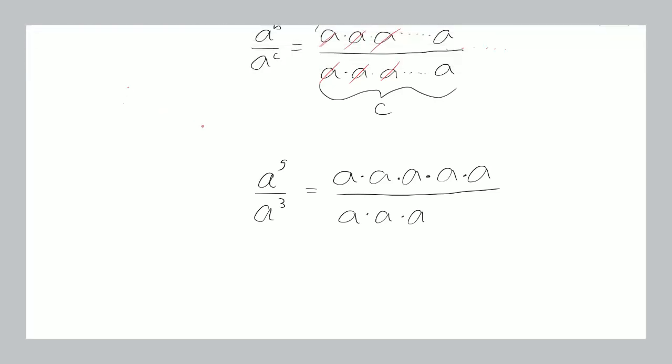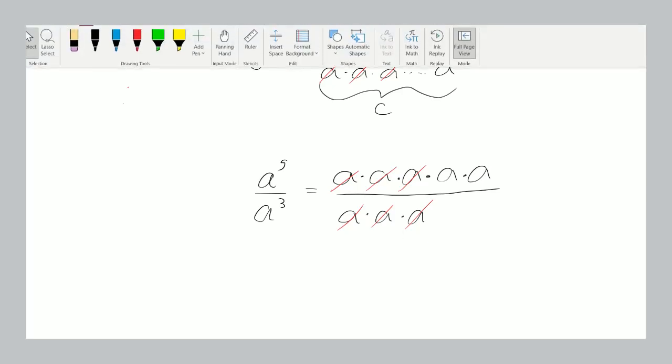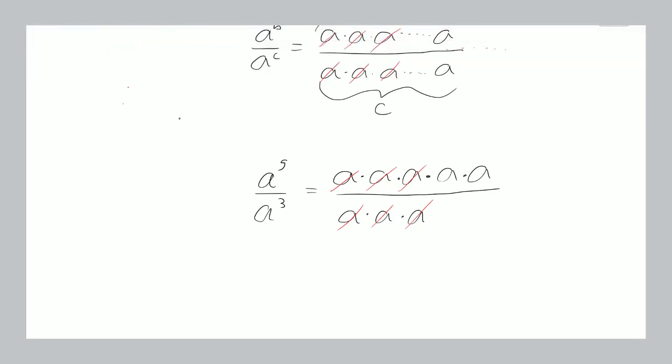Okay, so we start canceling them out. A divided by A divided by A divided by A. We're canceling them out because A divided by A is 1. Right? So what we're essentially left with is A times A times 1. So what we have is A squared, because we have two A's multiplying one another.